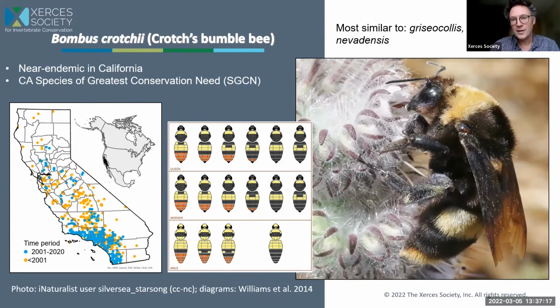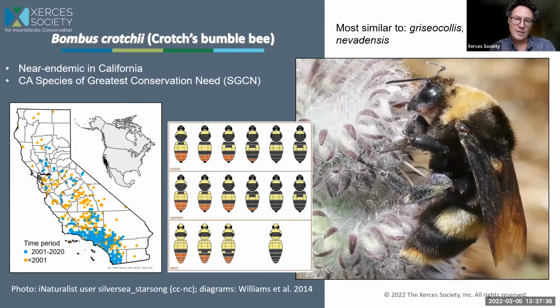If we needed to pick a state bee, I would choose Bombus crotchii. It's emblematic of the state. It is a denizen of coastal sage scrub and many other types of habitats. And as you can see from the distribution in the map, it has declined and it has shifted its range to some extent over time.